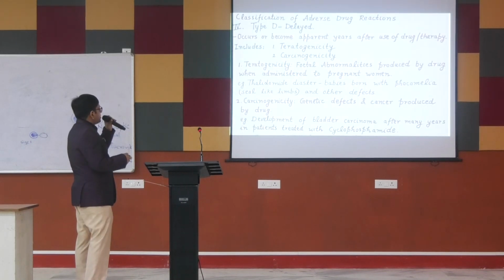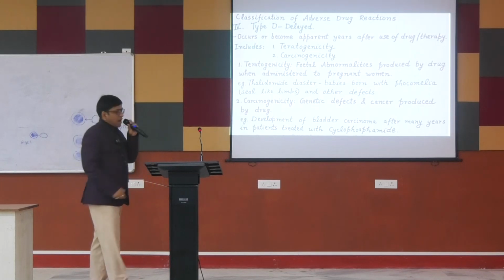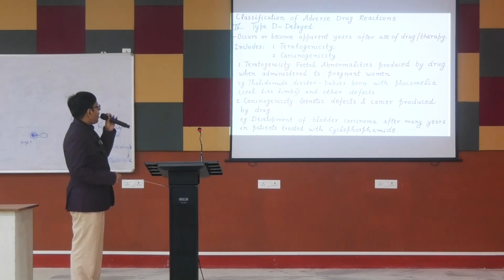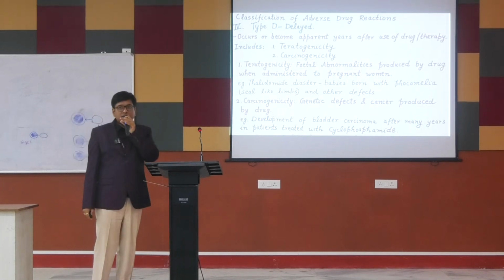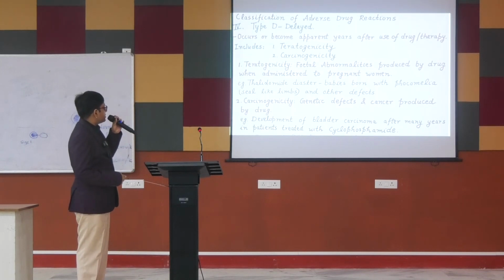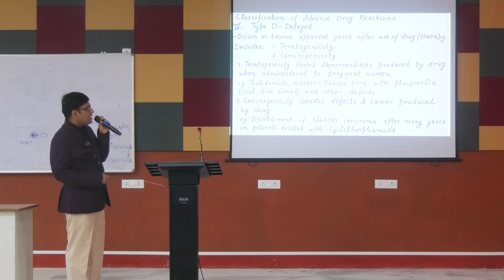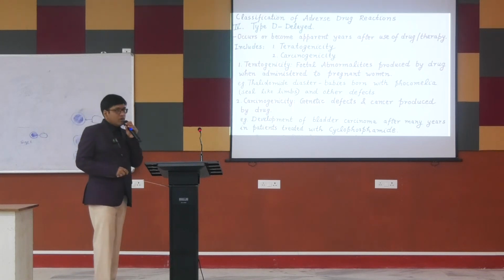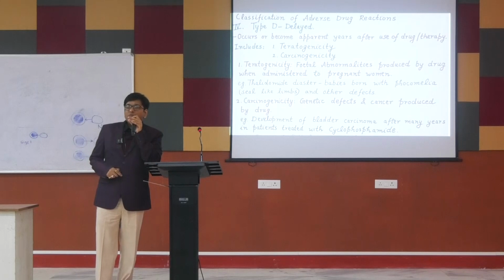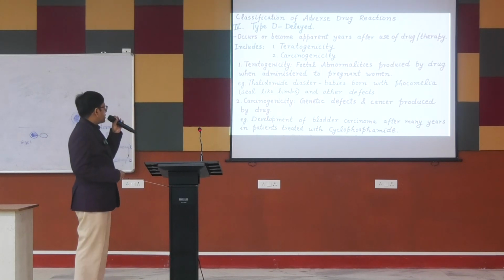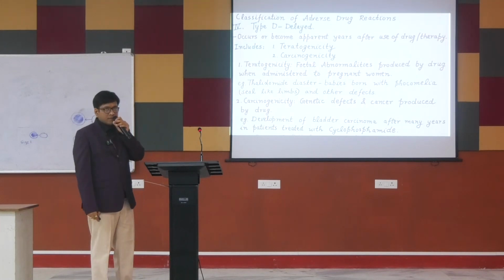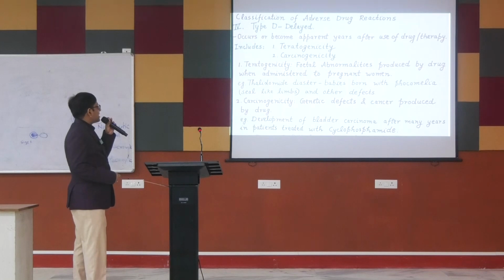Then type D is delayed. That is, you have given the drug and many years after giving the drug, the side effect starts. Or many months after giving the drug, the side effects start. Example, teratogenicity. The mother has taken a drug in early pregnancy and later on when the child is born, they show a lot of abnormalities. There was a disaster called thalidomide disaster, a drug, you will read about them under pharmacovigilance. Thalidomide disaster, a drug that had caused congenital anomalies in children. Okay. So this is called teratogenicity.